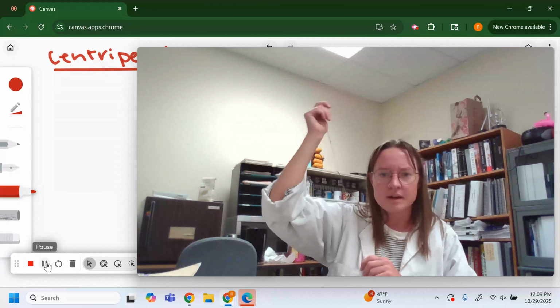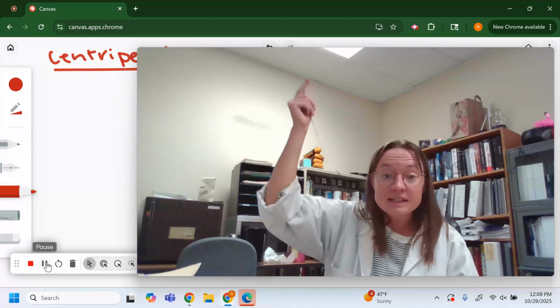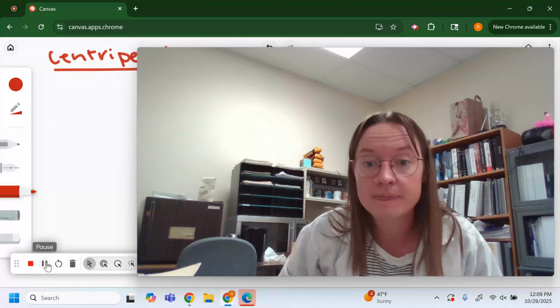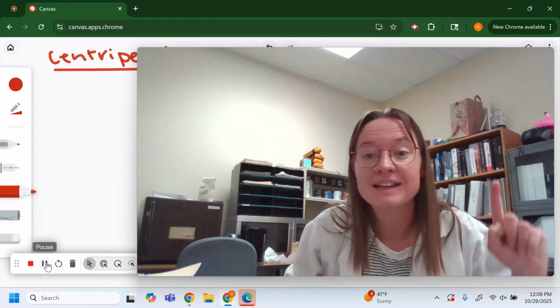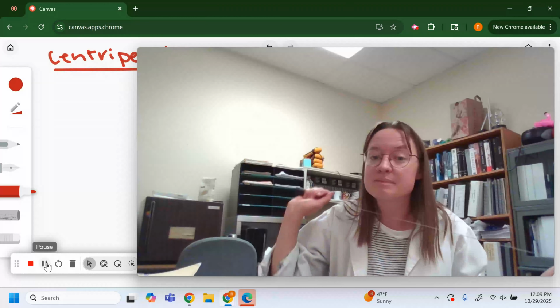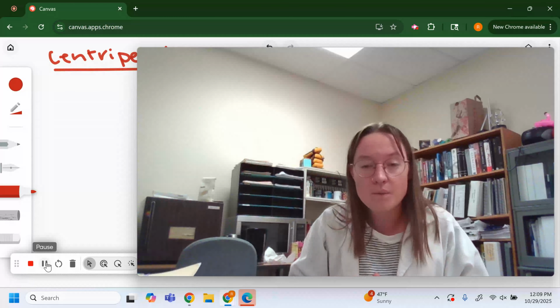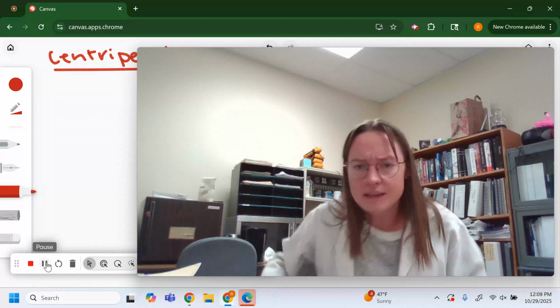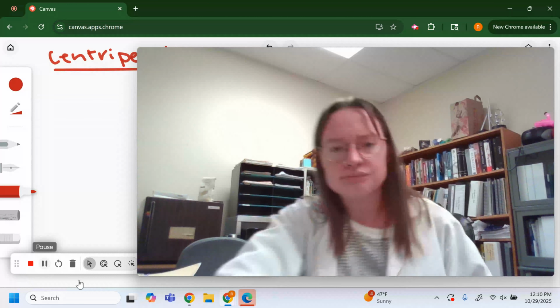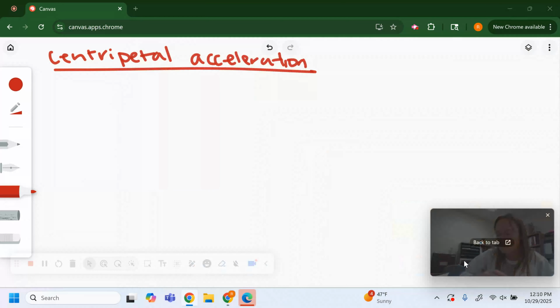Here's a question for you. As this rubber stopper goes around in a horizontal circle at a nice constant speed, is it accelerating? And you should say yes, because even though it's not changing its speed, it is changing direction the whole way around the circle. Let's look at a picture.